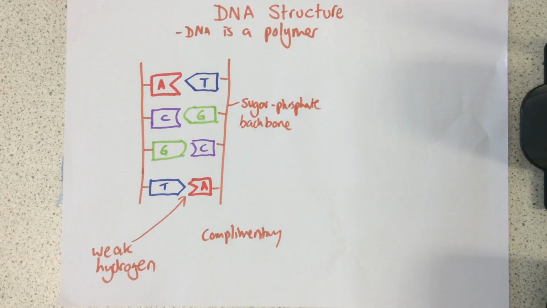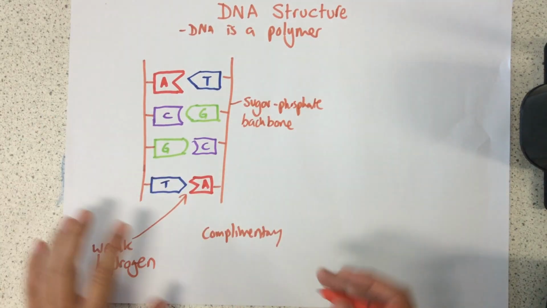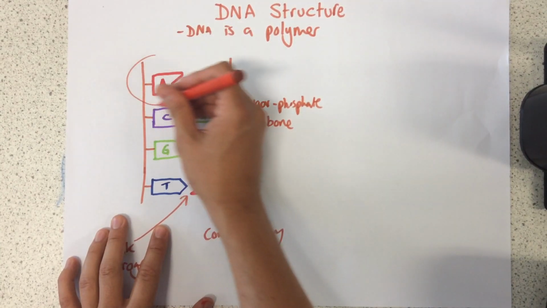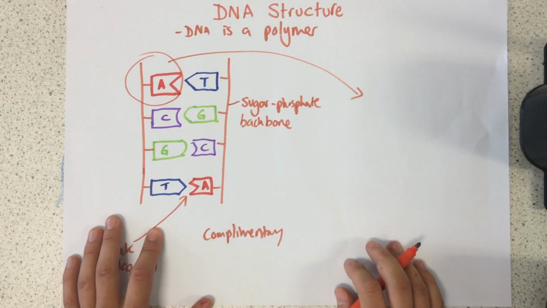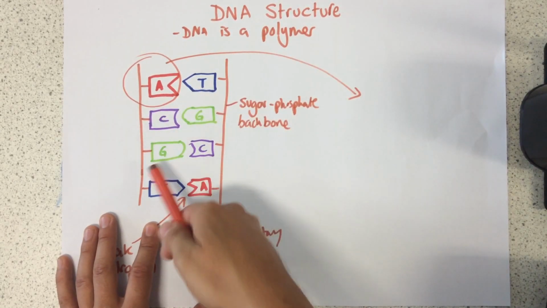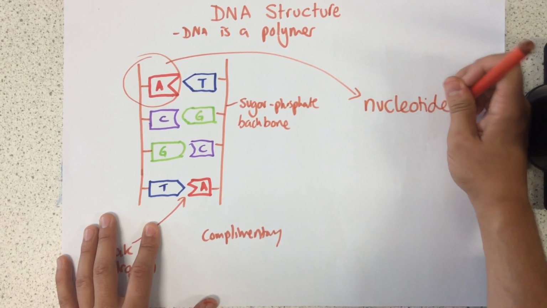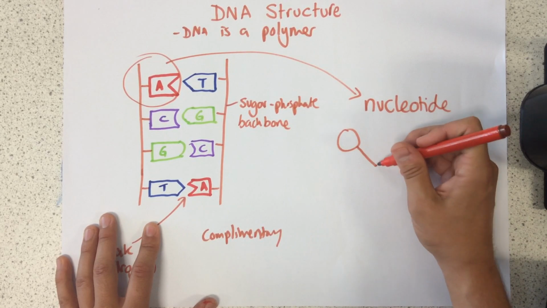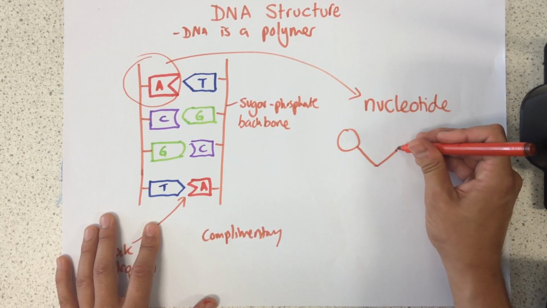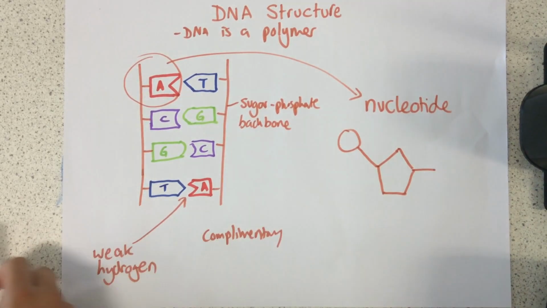Okay. We now need to have a closer look. Now we've got the basic idea of these 2 DNA strands with their bases. We need to have a closer look at each individual unit. So we're going to have a look at a more detailed diagram right here. Because all of these different parts come together, and they are called nucleotides. A nucleotide consists of 3 things. It consists of a phosphate, a sugar, and a base.